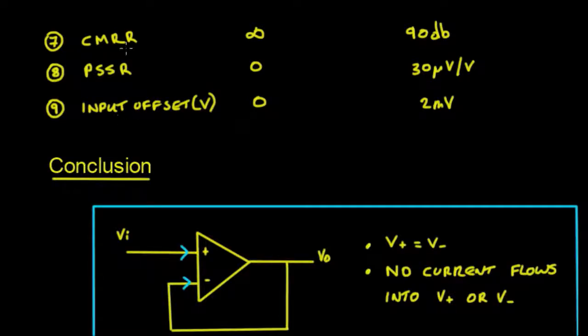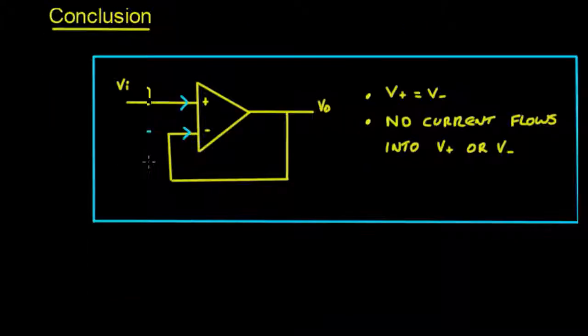And the last three here, I don't really want to get into major detail, I just left them there to kind of finish it off. There's the common mode rejection ratio, which we'll go over in another video, and should be infinite, but we're really going to get around about 90 dBs. The power supply rejection ratio is 0, but we're actually around about 30 microvolts per volt, and an input offset voltage is 0, but we're going to get about 2 millivolts. So don't worry, we'll talk about that in other videos.